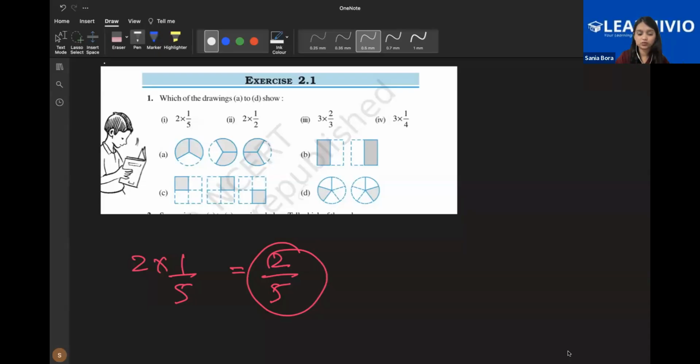Sometimes I don't know why my Zoom gets stuck. Just give me 1 minute.